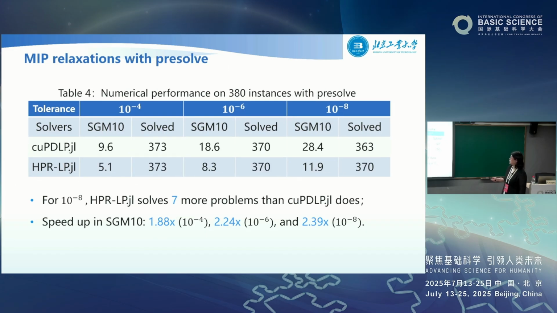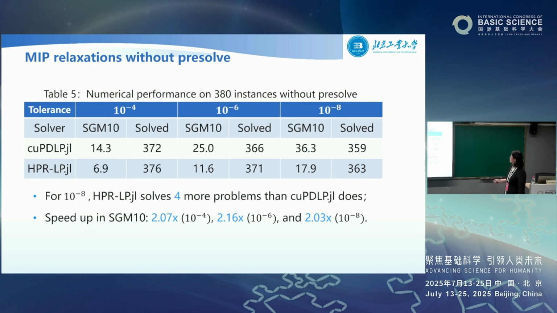Then we also test the mixed integer problem. This is the relaxation of the mixed integer problem. This one, the scale is much larger. So we can solve for the accuracy of 10 minus 8. We can solve 7 more problems than PD-LP, and the speed up is around 2 times. And without presolve, it is also the same.